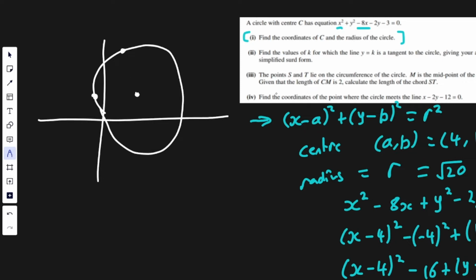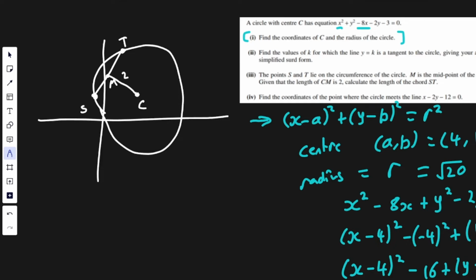M is the midpoint of the chord. So M, S, T. And given a length CM is 2, calculate the length of the chord ST. Well, I'm guessing CM then is our center. Yeah, so they've said center C, so this is going to be C. And we're saying this length here is 2.